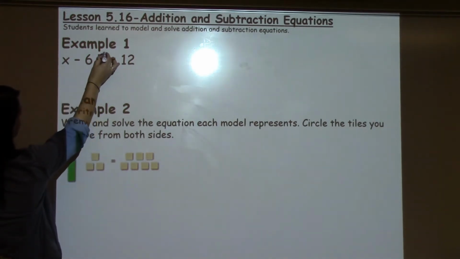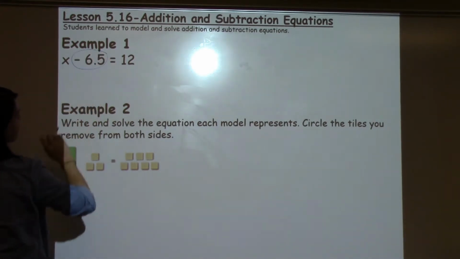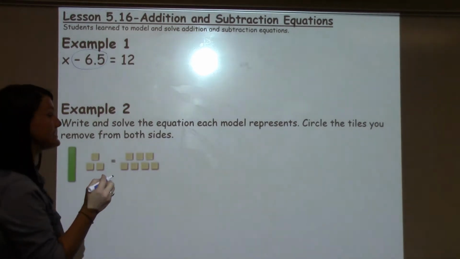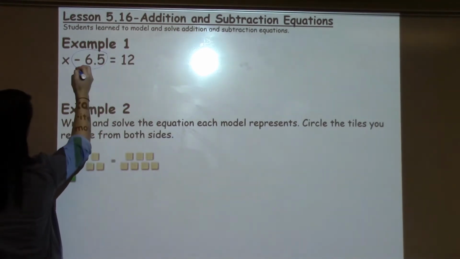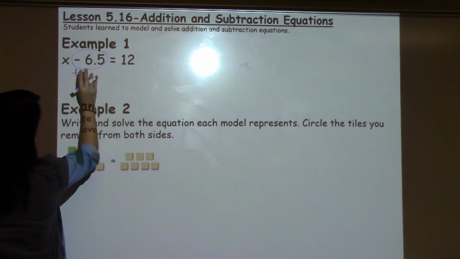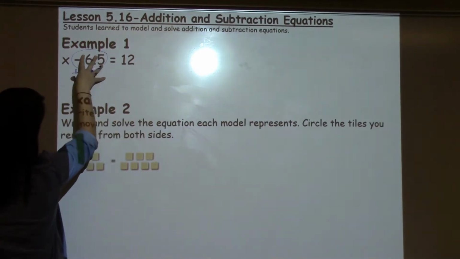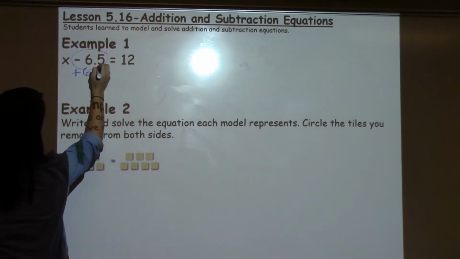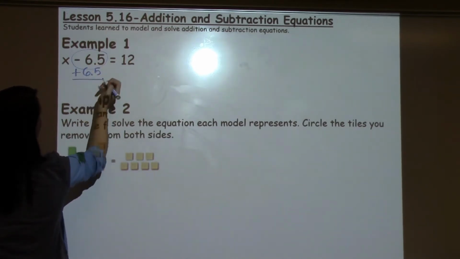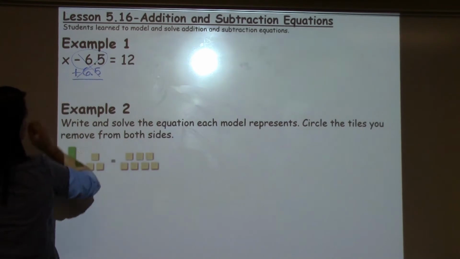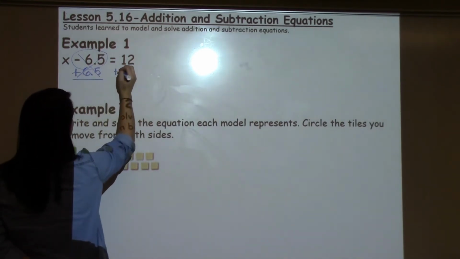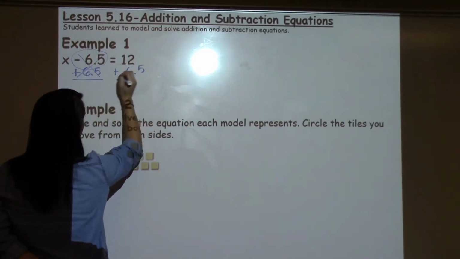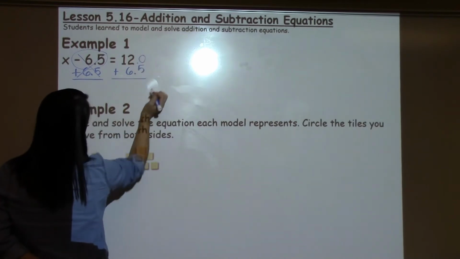So here, the only thing that's on this side with x is minus 6 and 5/10. The opposite of subtraction is addition. So to get 6 and 5/10 off of this side and moved here, I must do the opposite and add 6 and 5/10. When I do that, it moves it from this side to this side, and then I just need to add what I have.